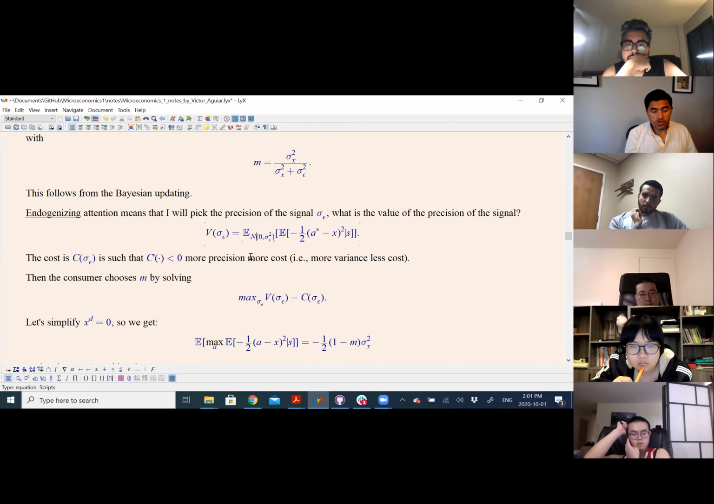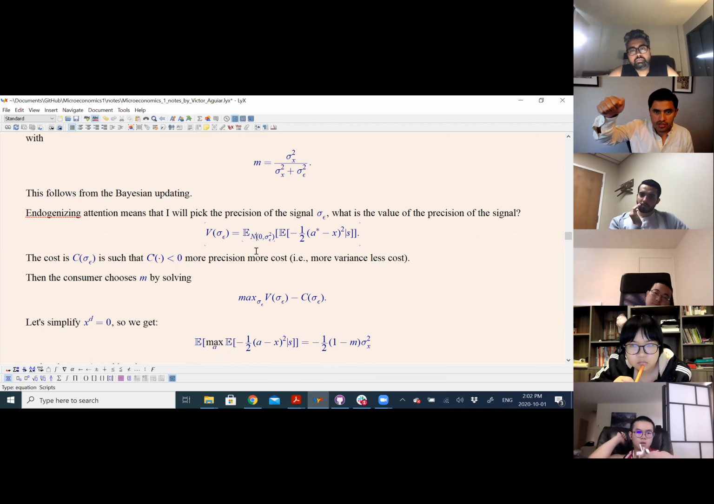And then I'm going to add a cost. So what is the problem here? Imagine I'm trying to maximize my expected value. So the optimal action is going to be to be super attentive. Because if you are rational, you are fully attentive, then you're going to maximize this value, because the more precise you are, the better you can match the state of the world.